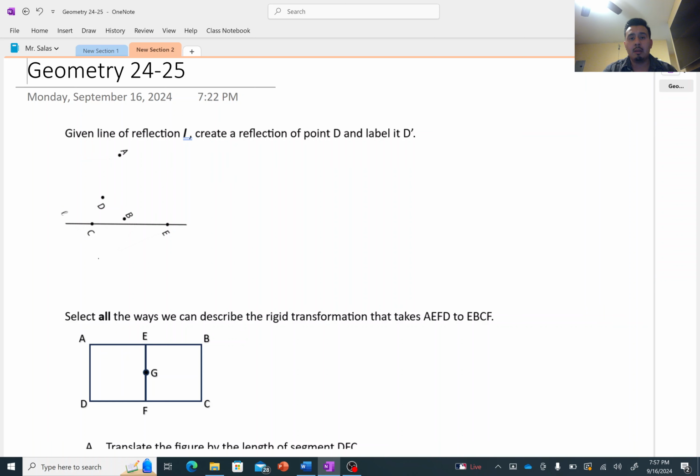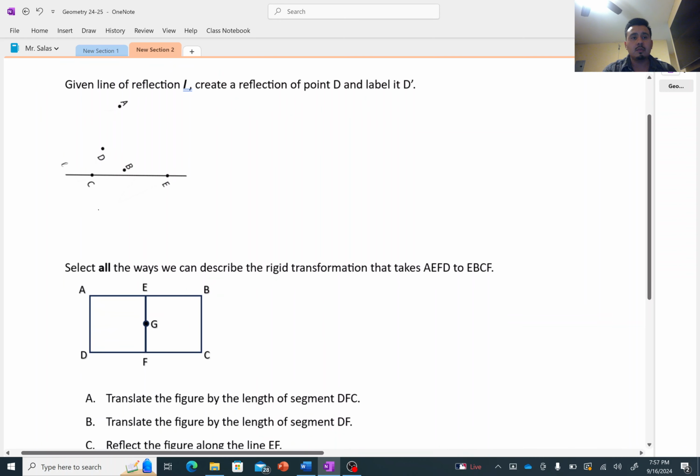The first problem on our study guide says, given a line of reflection L, create a reflection of point D and label it D prime. So first of all, I want to identify where my point D is. Point D is right here. If you look at your screen, you should see my mouse moving. So point D is right there.